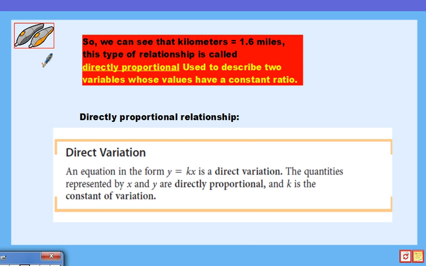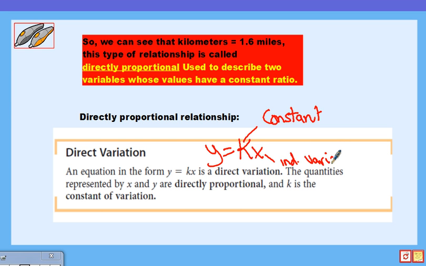So yesterday I showed you guys this slide about directly proportionate. Remember that whenever you see the phrase directly proportion, it means direct variation. So when we're playing with direct variation, we're using y is equal to kx, where k is my constant, x is my independent variable, and y depends on what happens to x, so it's called the dependent variable.